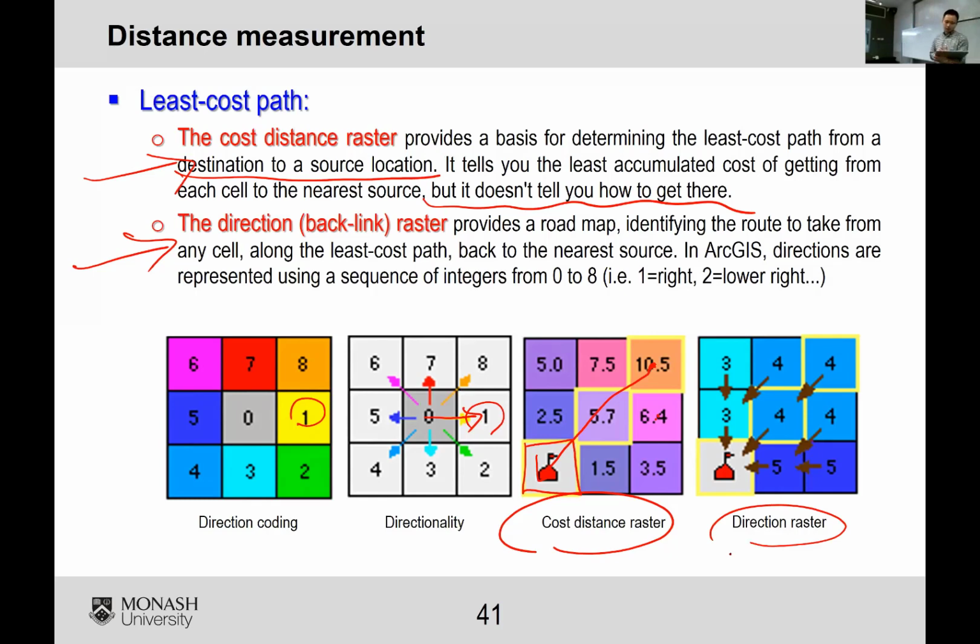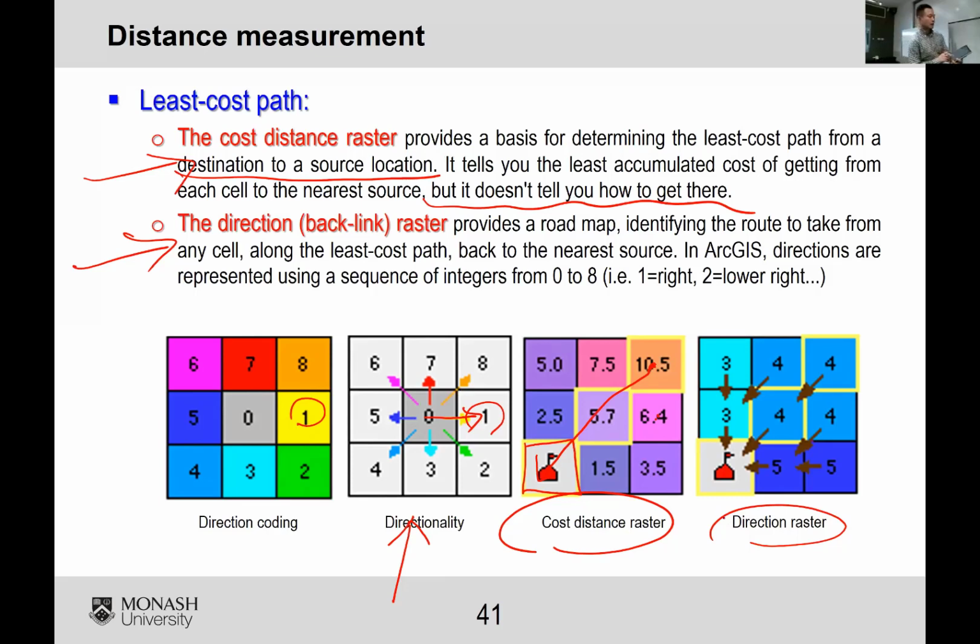And now in the direction raster or the backlink raster, this raster will have the same number of grid cells representing the same locations. But instead of the cost value, it has the direction value from 0 to 8, showing which cell you should go to next. Okay, and the next cell is the cell with the lowest accumulated value or cost.